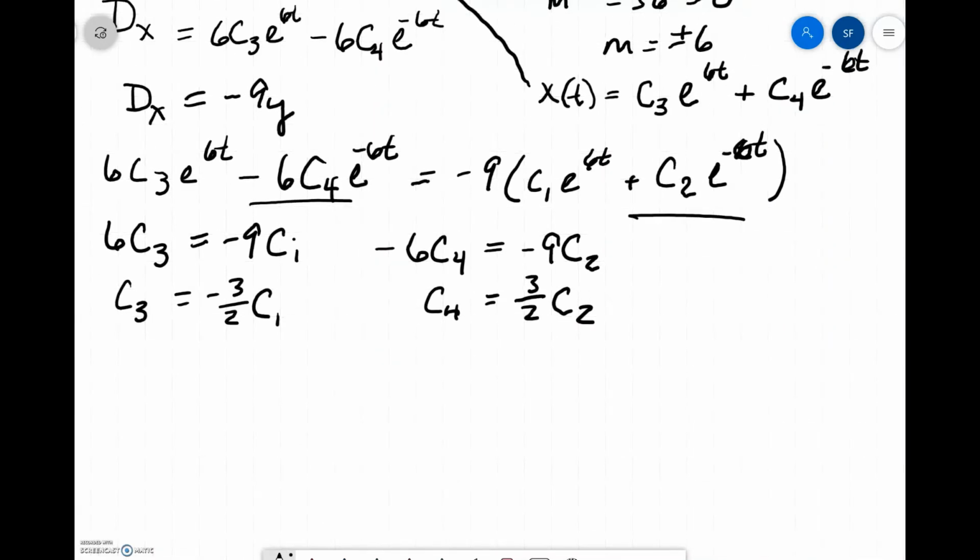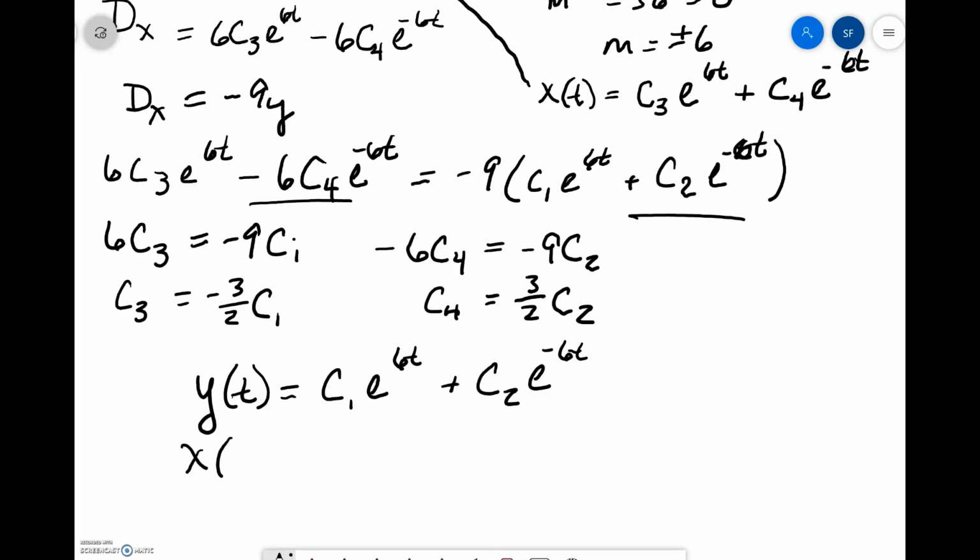that our final solution is, let's see, y of t is c1 e to the 6t plus c2 e to the negative 6t, and x is going to be negative 3/2 c1 e to the 6t plus 3/2 c2 e to the negative 6t.